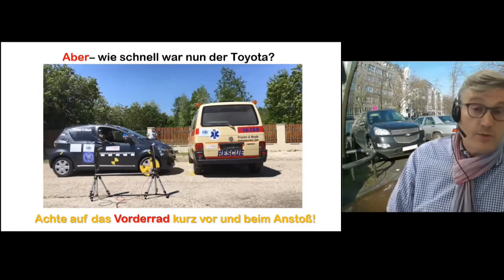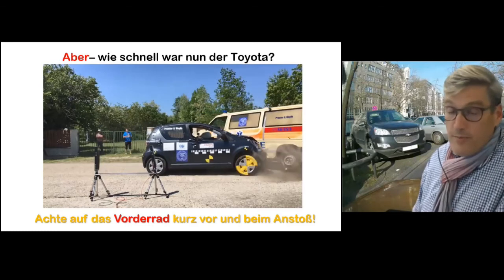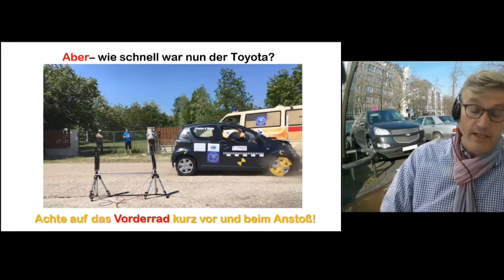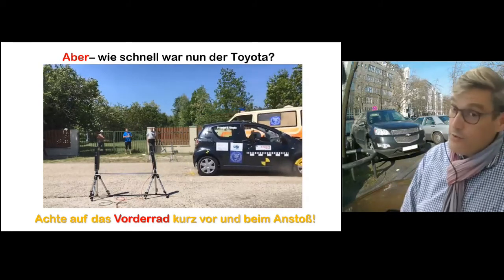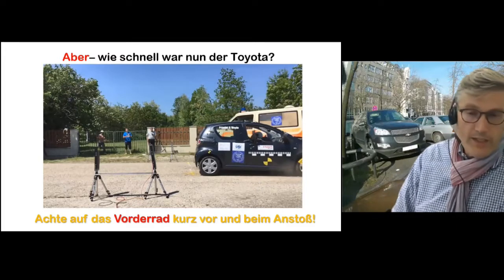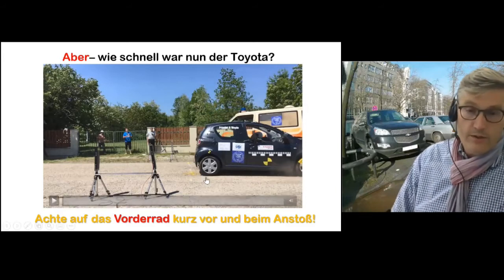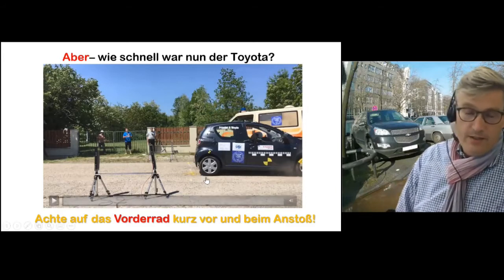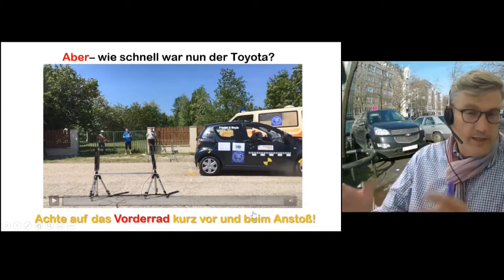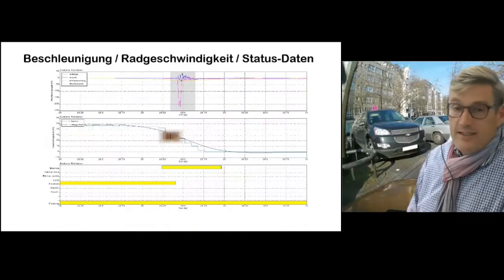But how fast was the Toyota at the impact? The measurements inside the EDR, inside the airbag unit, are quite correct. Did you recognize what happened to the front wheel? The front wheel just stopped for a very short moment. If you look again at the video, maybe you didn't see it, but it was interrupted a little bit, but you can come to the next slide and I can show you there.